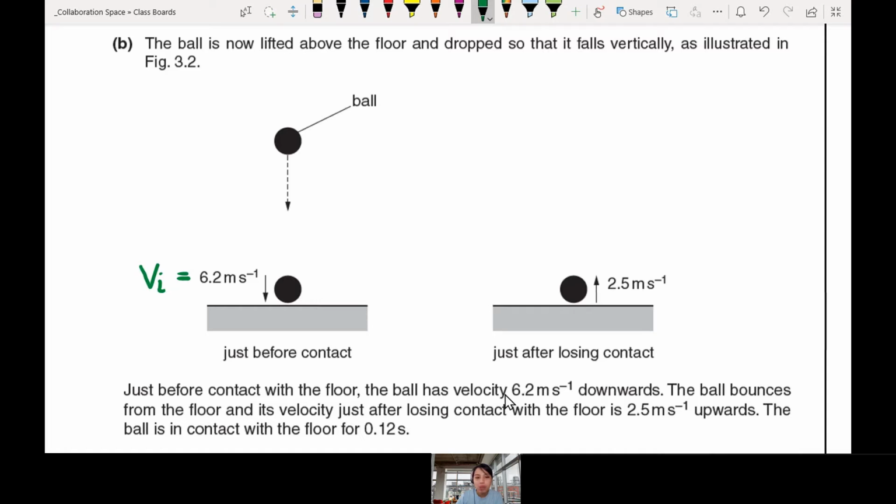Then the ball bounced from the floor. It hit the floor. Boom, boom. Something happened. Got sound come out. And just after losing contact, it is 2.5 upwards. So this is the final velocity.